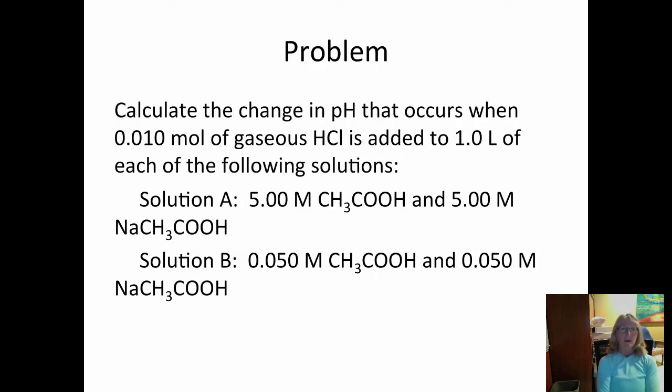So following along on the handout, you will see a problem that says calculate the change in pH when you add 0.01 mole of gaseous hydrogen chloride, hydrochloric acid, to 1 liter of the following solutions. And at first they look very similar, but you can see that in solution A, we have 5 molar of acetic and 5 molar of acetate. Just ignore the sodium, it's a spectator. But in solution B, you can see we only have 0.05 molar of each of those components.